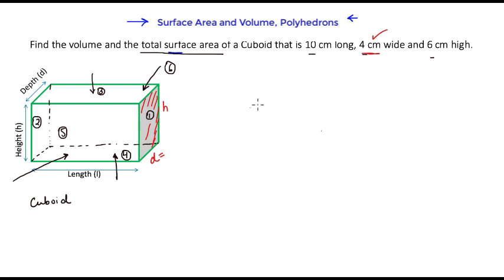So I will say that the depth is given right here. It is 4 centimeters, right? We use the word width interchangeably with the depth. In this case, I'm taking this dimension as 4 and the height is 6, which is this dimension.